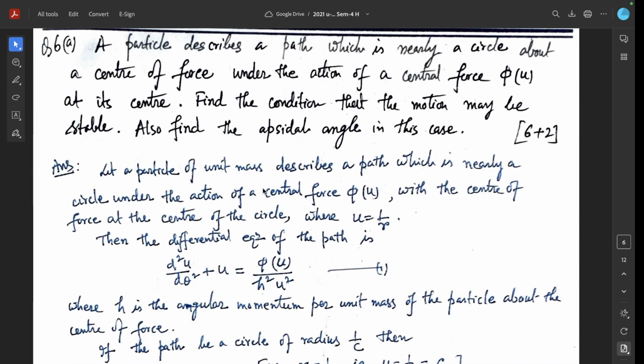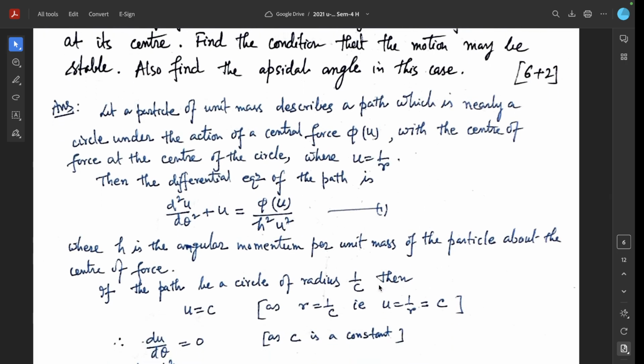Let a particle of unit mass describe a path which is nearly a circle under the action of central force phi(u), with the center of force at the center of the circle, with u equal to 1 by r. The differential equation of the path is d²u/dθ² plus u equals phi(u) by h²u², equation 1, where h is the angular momentum per unit mass of the particle about the center of force.